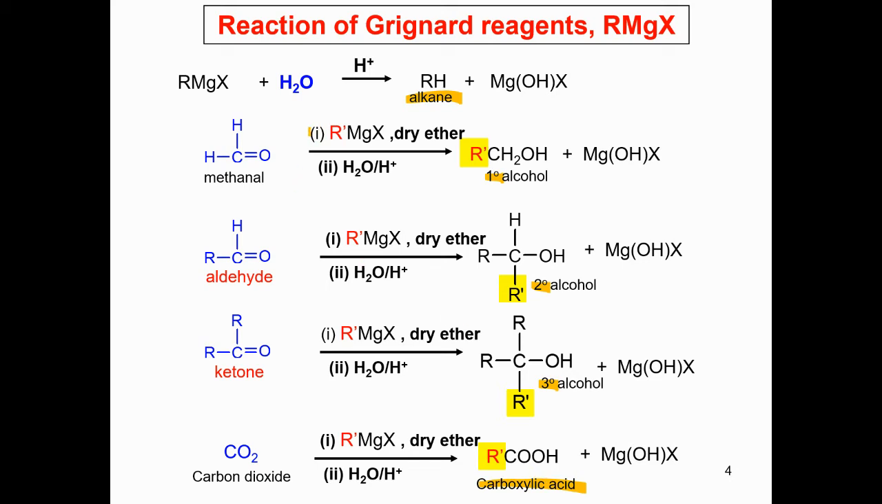And you can see that we have a first step and a second step. This means the carbonyl group must react with Grignard reagent in dry ether, followed by acidified water.